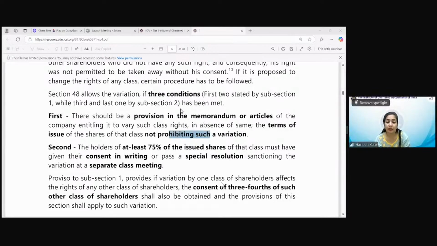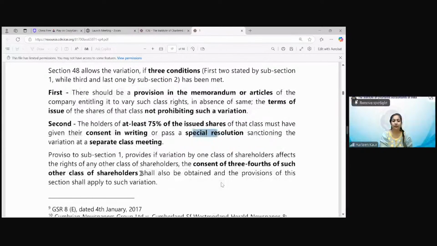Yes, absolutely, Priyanka. Everything needs to be filed with the registrar because that is the main hub which has to have information about the companies, what they're doing. Now, at least 75% of the issued shares of that class will give the consent in writing. So that is 3/4 of the shareholders, or you pass a special resolution sanctioning a variation at a separate class meeting. So either you call them meetings or you take the consent in writing.